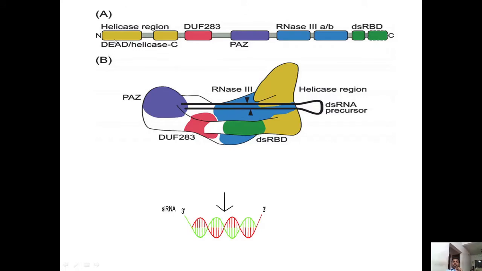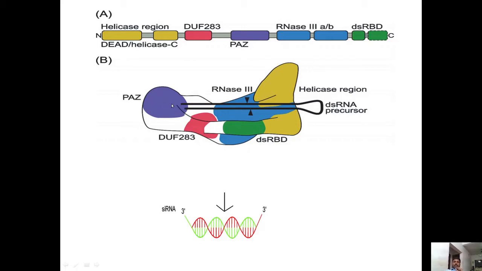So you can see various domains. They are arranged in a particular order from the N-terminal to the C-terminal region of this dicer protein. See, this is the structure of our dicer protein, this is the PAZ domain, and this is the double-stranded RNA precursor molecule. All the double-stranded RNA precursor molecules have a 3' overhanging region. Most commonly, this 3' overhang is around 2 nucleotides.